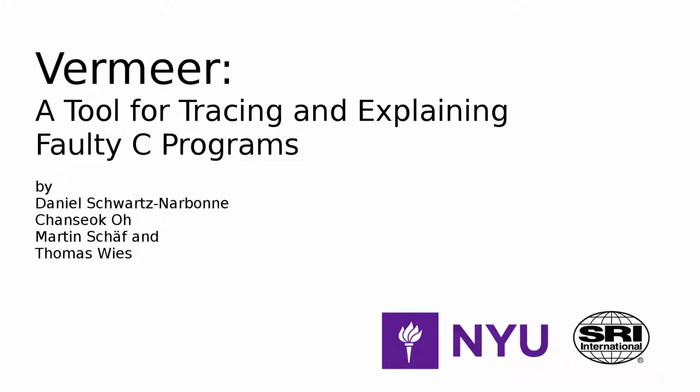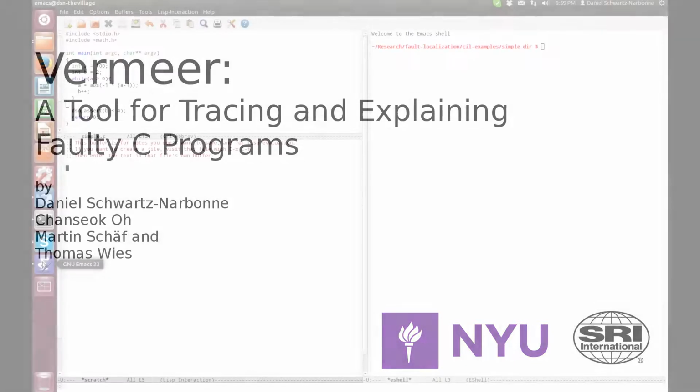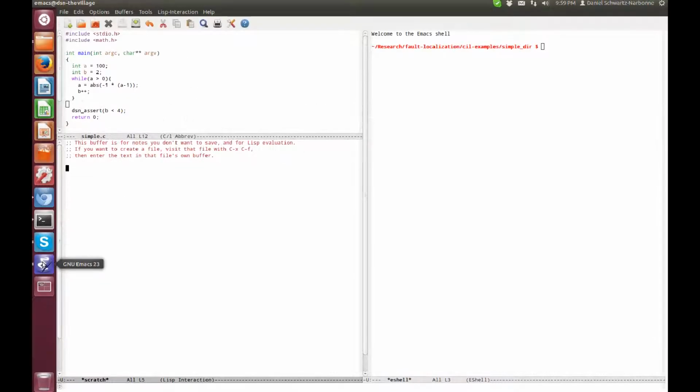Hello, today I'm going to show you how you can use our tool Vermeer to debug a faulty C program. So here's a simple program. At the end of the while loop we have an assertion saying the variable b should have a value smaller than 4. Though it actually has a much larger value when we execute the loop.